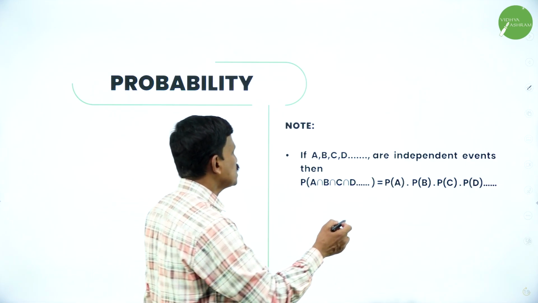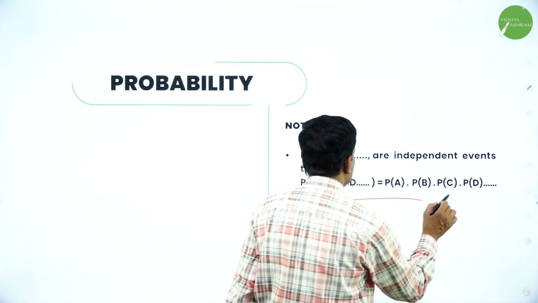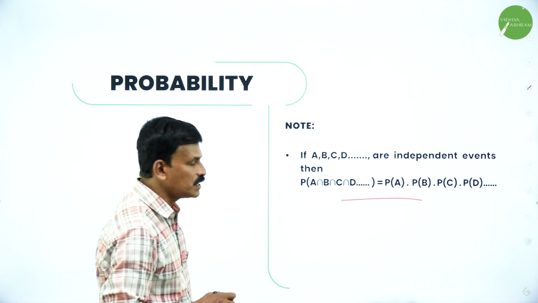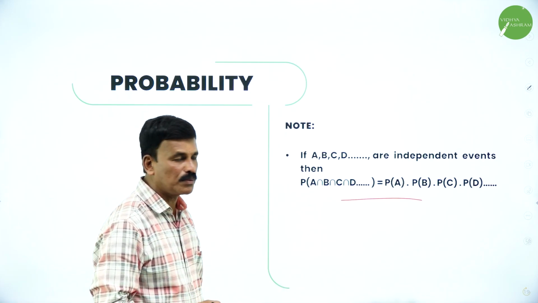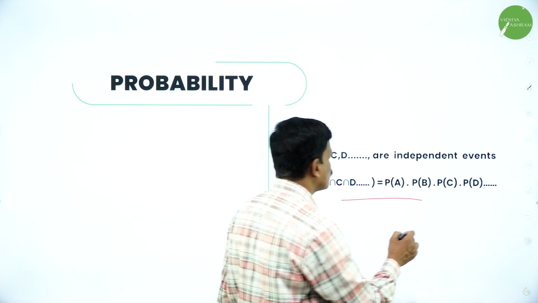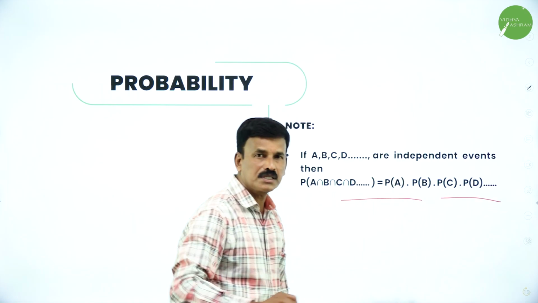Now, if A, B, C, D are independent events, then probability of A intersection B intersection C intersection D is equal to probability of A into probability of B into probability of C into probability of D.